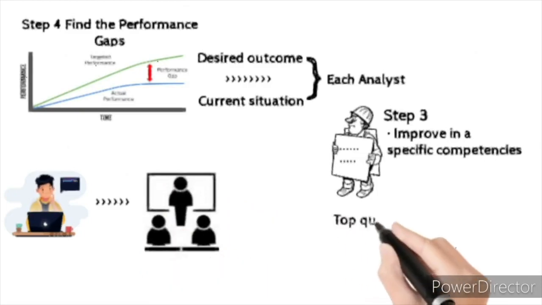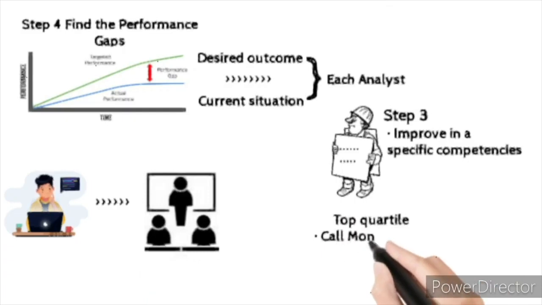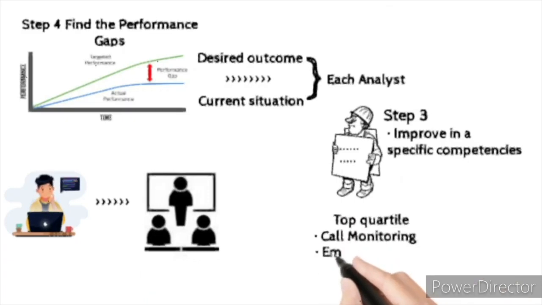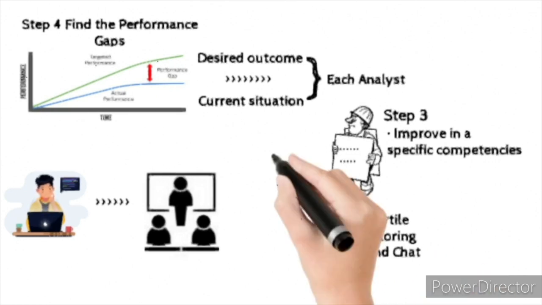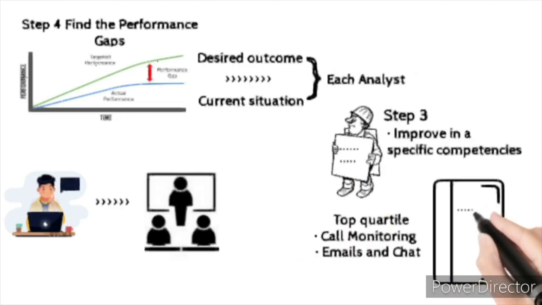You can also listen to calls, analyze emails and chats of the top quartile to understand the performance gap. Write down what different things they are doing to achieve the desired outcome. All the findings should be documented in detail as it helps the training program effectively.